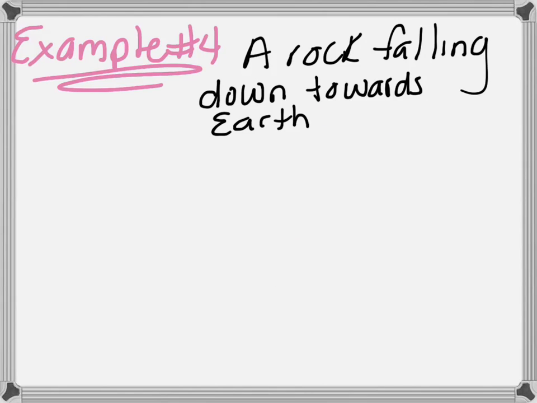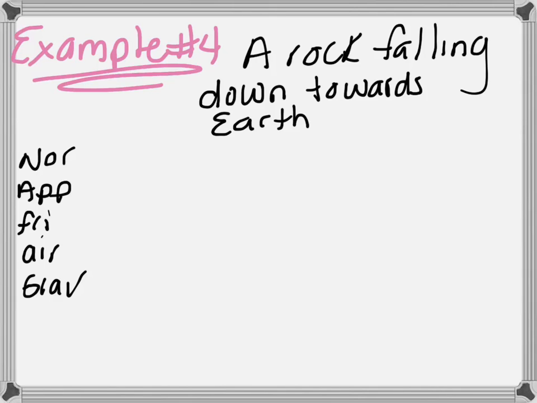Now the next one, you have a rock falling down towards Earth. Okay, so let's draw our stuff again. We got normal force, applied, friction, air resistance, and gravity. So here's my rock. It says a rock is falling down towards the Earth. Is normal force present? Is anything keeping it from falling through something? No, normal force isn't really doing a job. If it is there, it's very little, not enough for me to want to put it.